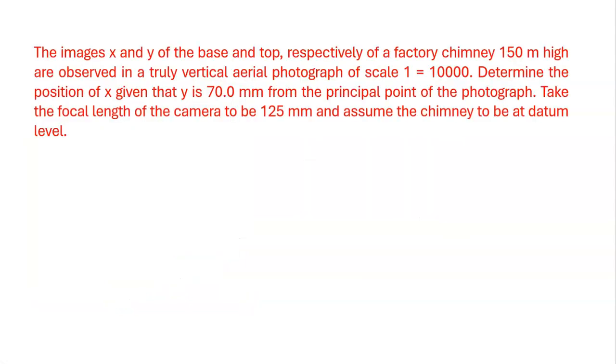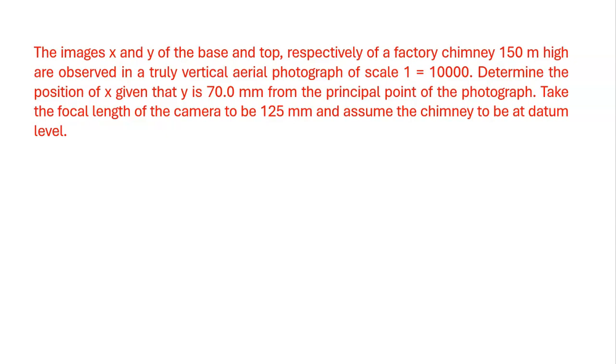The problem statement is something like this. The images x and y of the base and top respectively of a factory chimney 150 meters high are observed in a truly vertical aerial photograph of scale 1 equals 10,000. Determine the position of x given that y is 70 millimeters from the principal point of the photograph. Take the focal length of the camera to be 125 millimeters and assume the chimney to be at datum level.